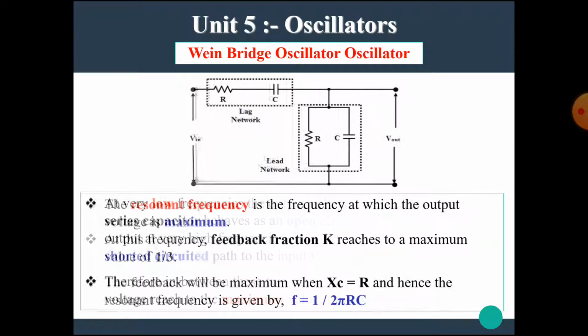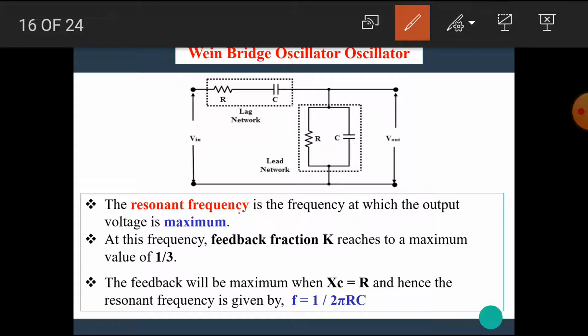Now, the resonant frequency is the frequency at which the output voltage is maximum. That means the frequency at which we get the maximum voltage is known as the resonant frequency. At this frequency, the feedback fraction K reaches the maximum value of 1 divided by 3. The feedback will be maximum when Xc equals R, where Xc stands for the reactance, and hence the resonant frequency is given by f = 1 / (2 pi RC).